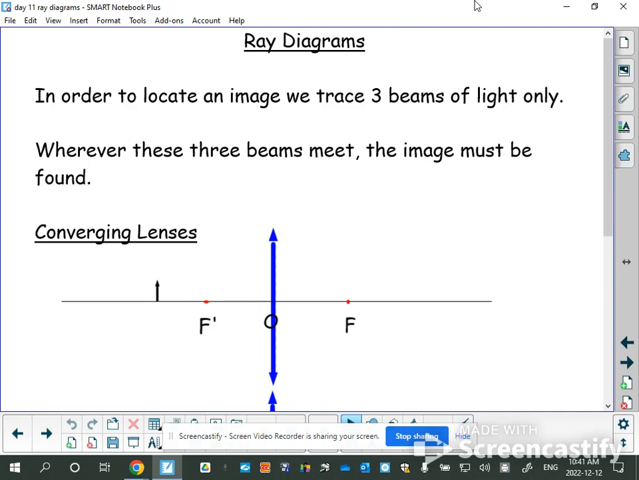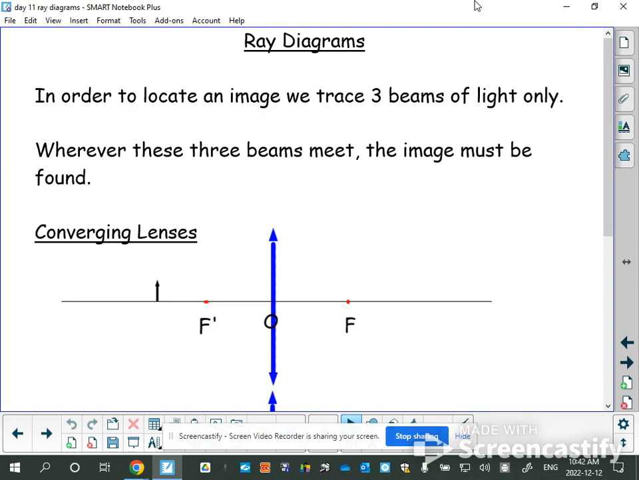So today we're going to do ray diagrams, which are very similar to the curved mirror diagrams we did before, only this time we're going to use lenses. And in lenses, we're going to draw 3 beams of light. We'll see where they cross, and that's where our image is going to be found.